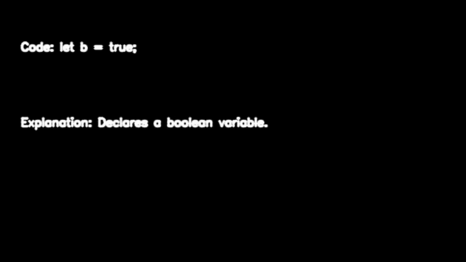Code. let b = true. Explanation. Declares a Boolean variable. Code. let f = 3.14. Explanation. Declares a floating point variable. Code. let mut x = 5. Explanation. Declares a mutable variable x and initializes it with 5.